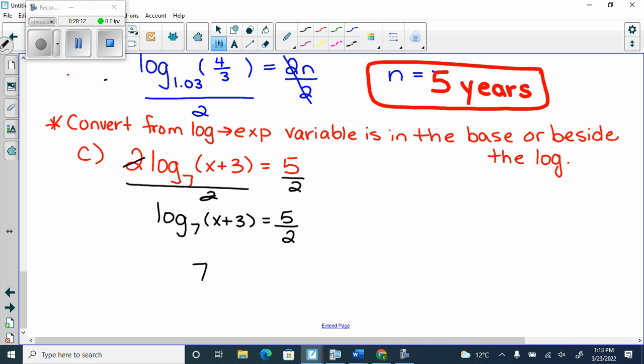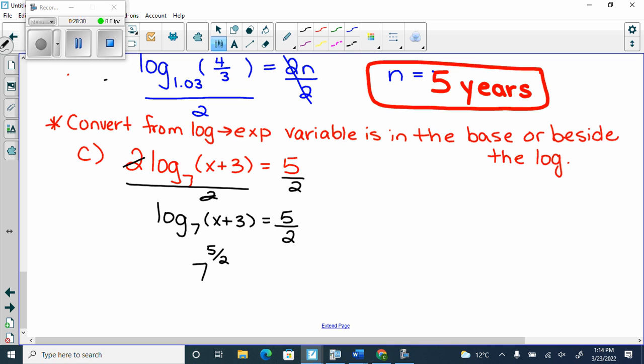What's its exponent going to be? 5 over 2. Because what's friends doesn't stay friends, right? What's friends doesn't stay friends. What's currently friends? The 7 and the x plus 3.